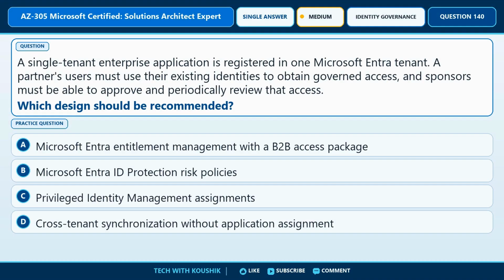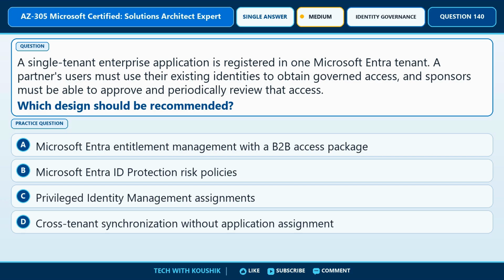We will now analyze question number 140. The focus now shifts to identity governance. Consider the following scenario. A single-tenant enterprise application is registered in one Microsoft Entra tenant. A partner's users must use their existing identities to obtain governed access, and sponsors must be able to approve and periodically review that access. Which design should be recommended?